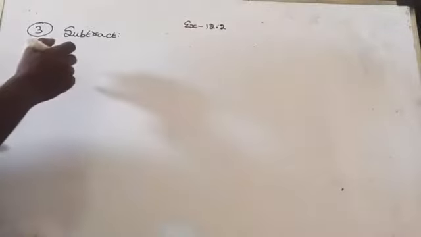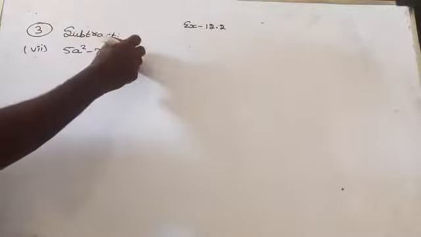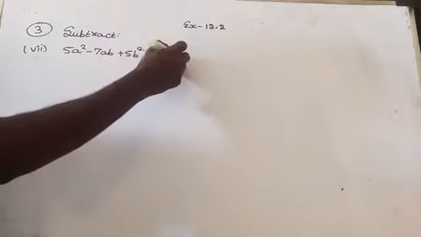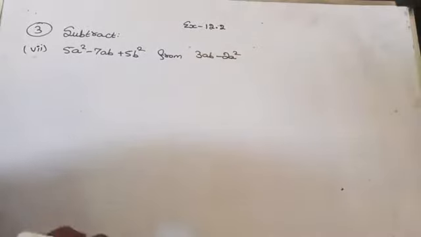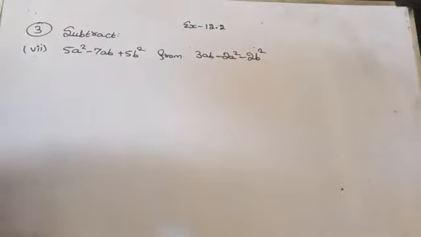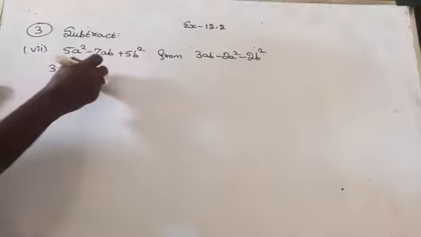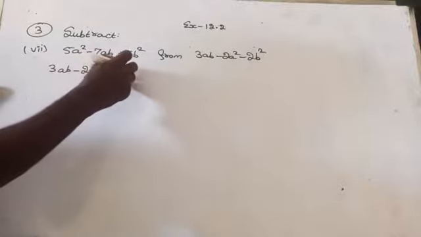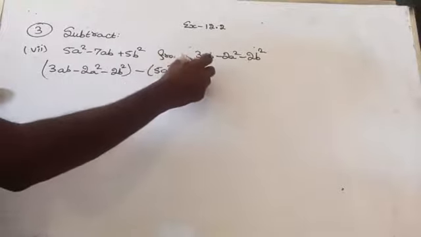Now look at the seventh part of the question is, subtract 5a square minus 7ab plus 5b square from 3ab minus 2a square minus 2b square. Yes, now tell me. Now that is 3ab minus 2a square minus 2b square minus of 5a square minus 7ab plus 5b square.